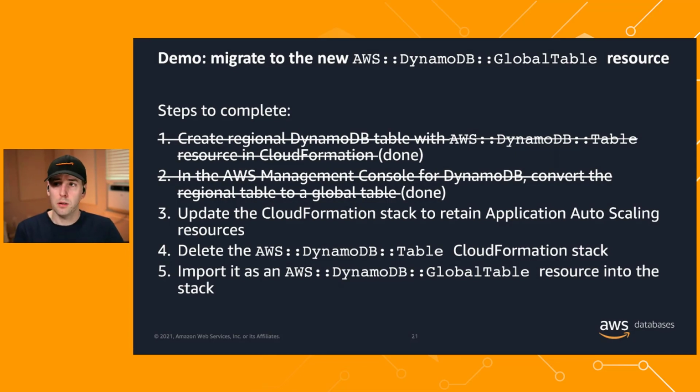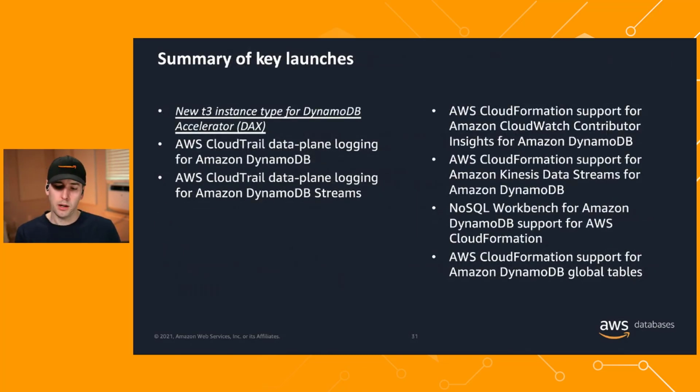Hopefully that's helpful for you. It's such a commonly requested feature. Customers really wanted it, and boom, there you go. There's how it works. So in wrap up, we've covered a lot of launches. We talked about the new instance types coming or already arriving for DynamoDB Accelerator. We talked about CloudTrail logging, support for new CloudFormation resources like Kinesis Data Streams and CloudWatch Contributor Insights, and then, of course, DynamoDB Global Tables.